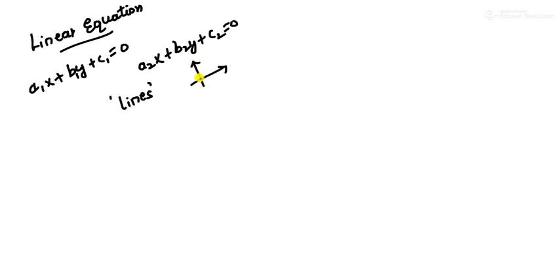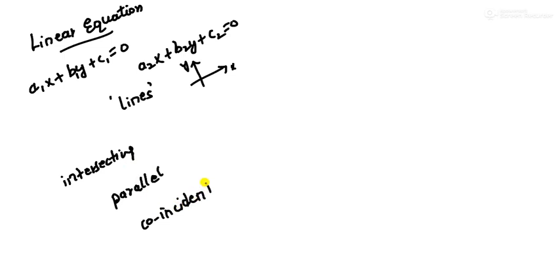Now these lines can be intersecting or parallel, or else they can be coincident. The lines can be these three. Now intersecting is denoted like this. This can also sometimes be like this, perpendicular. Parallel is this one and coincident is this line. Now to check whether the given equations represent intersecting, parallel or coincident lines, we have a relation between their coefficients.